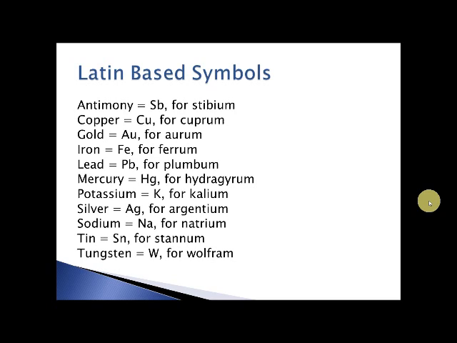So antimony is Sb, and that stands for stibium. Copper is Cu, which stands for cuprum. Gold is Au for aurum. Iron is Fe for ferrum. Lead is Pb for plumbum. Mercury is Hg for hydrargyrum. Potassium is K for kalium. Silver is Ag for argentum. Sodium is Na for natrium. Tin is Sn for stannum. And tungsten is W for wolfram.